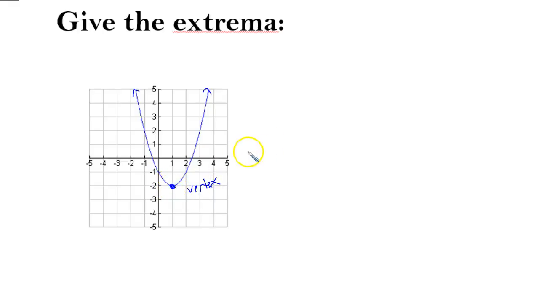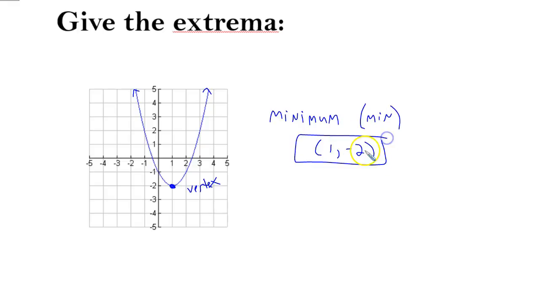Now, what type of extrema is this? Is it a lowest point or is it a highest point? It's the lowest point. We call that a minimum. The minimum, or the min, is the point 1, comma, negative 2. Okay, type of extrema is minimum.